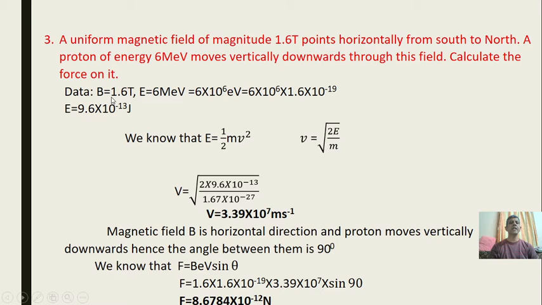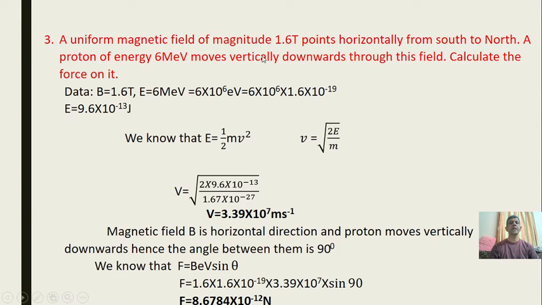Here the given data is strength of the magnetic field B is equal to 1.6 Tesla, proton energy E is equal to 6 MeV. Mega means 10^6. Again, electron volt can be converted into joules by multiplying it by 1.6 × 10^-19 joules. Therefore, the energy of the proton in joules is 1.6 × 10^-13 joules.